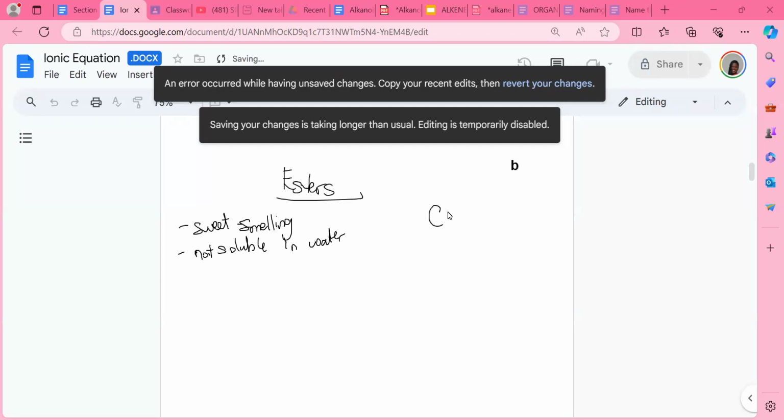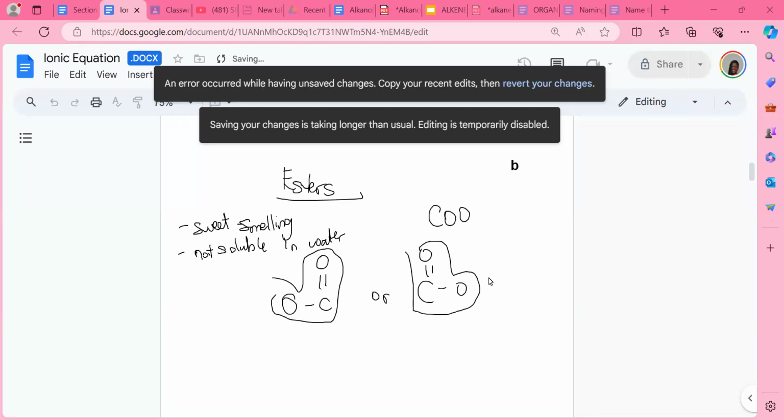The ester functional group is COO, or C double bond O, or it could even be written the other way, which is OC double bond O, same thing. So anytime we see this in a molecule attached to some alcohol, that's the ester, right? So these are esters. Now we're going to be talking about what happens when an ester is formed.